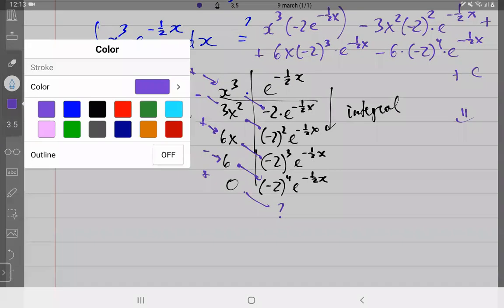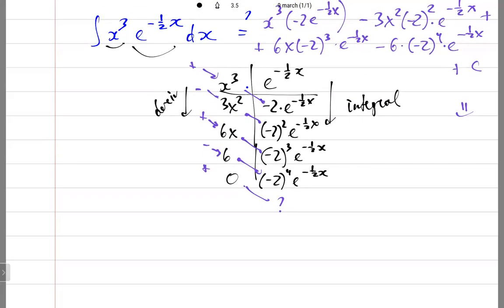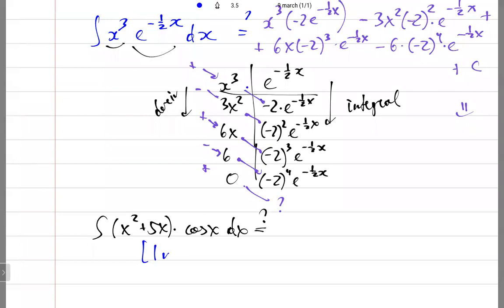Just to check whether you understand the technique, just try to find an integral of, let's say, x squared plus 5x times cosine of x dx. So just try it by yourself. What is the answer? Just 1 minute. That's very fast with the table.